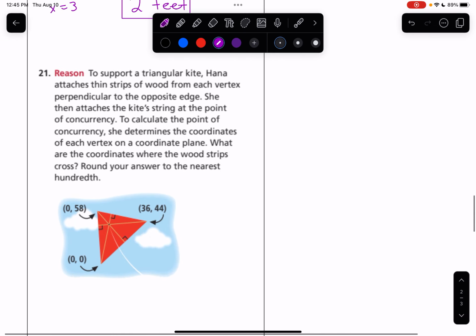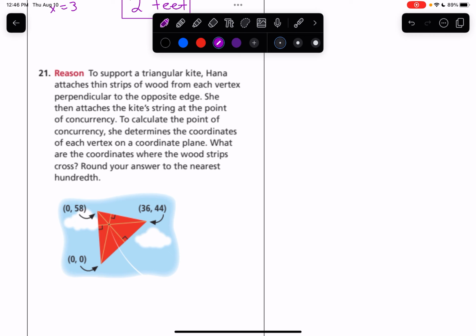Number 21. To support a triangular kite, Hannah attaches thin strips of wood from each vertex perpendicular to the opposite edge. She then attaches the kite's string at the point of concurrency. To calculate the point of concurrency, she determines the coordinates of each vertex on a coordinate plane. What are the coordinates where the wood strips cross? Round your answer to the nearest hundredth.